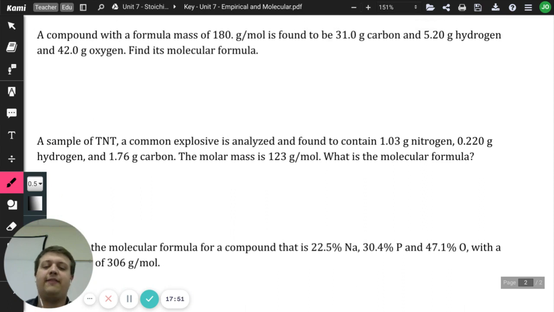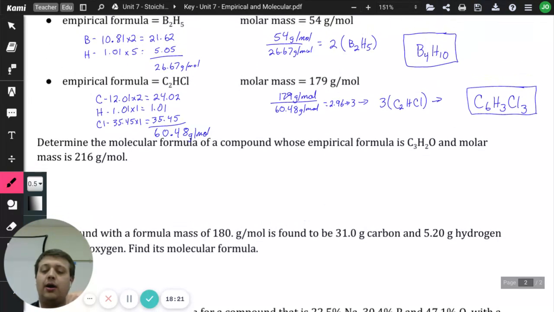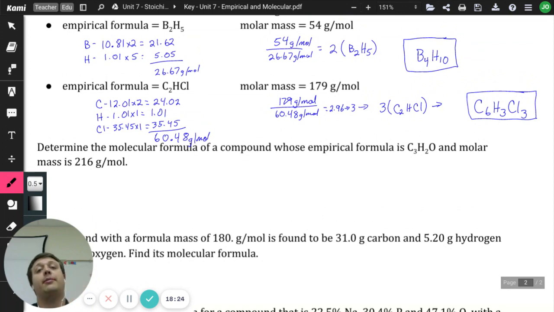So it says a compound with a formula mass of 180 grams per mole. So it's the entire mass. It's the mass of everything. It's found to be 31 grams carbon, 5.20 grams hydrogen, and 42.0 grams oxygen. So you're like, okay, well, how do I use that? Well, what we need to do is first solve for our empirical formula. So we're going to go percent to grams, grams to moles, divide by the smallest, and multiply to a whole. And then we're going to go back and do our molecular formula solving using that molar mass.